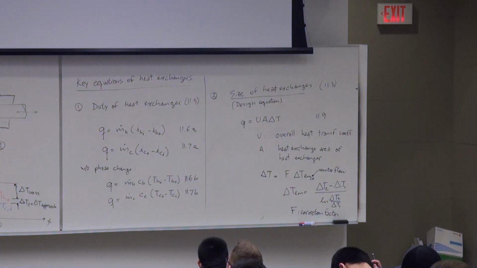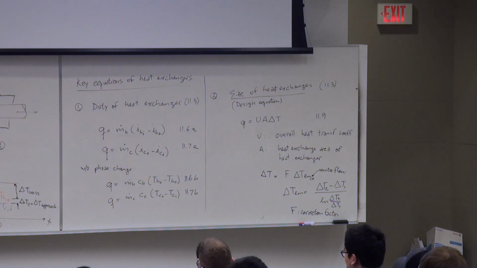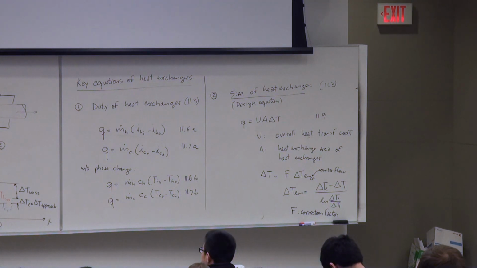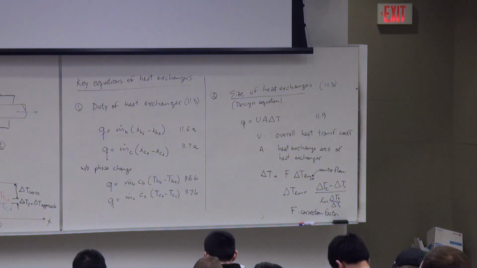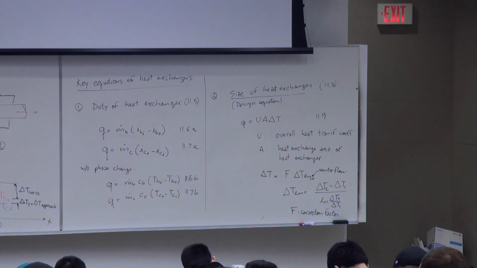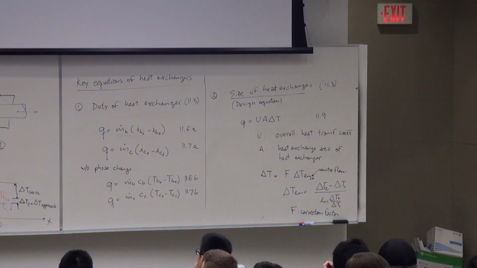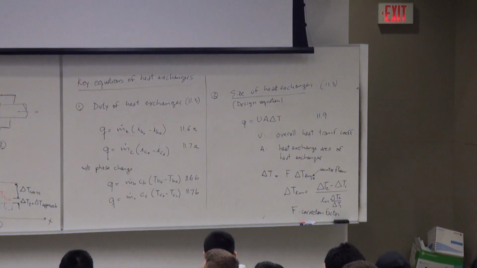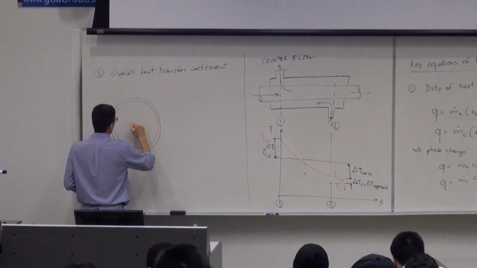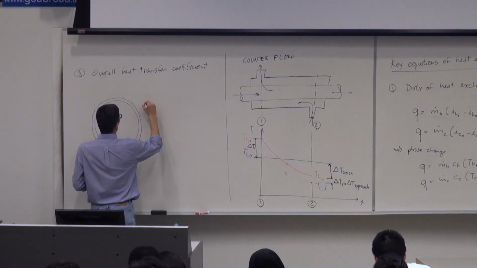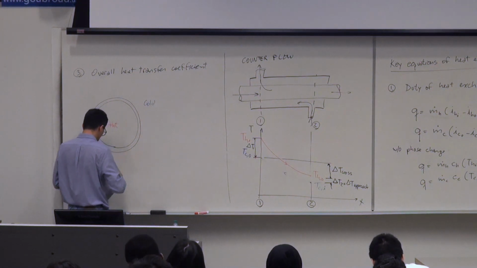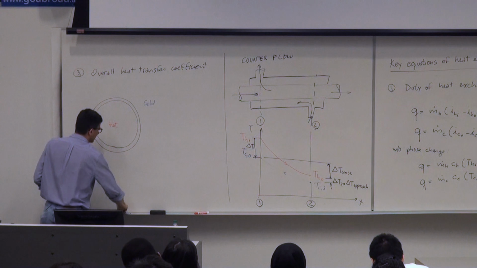And the third equation of heat exchangers is the overall heat transfer coefficient. We have this tube in the heat exchanger, right? Let's say for now that we have hot fluid here. Let's say we have cold fluid here. So let's start building.